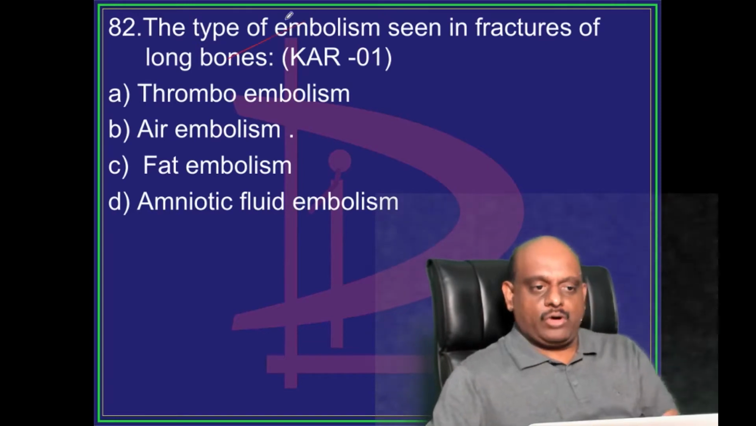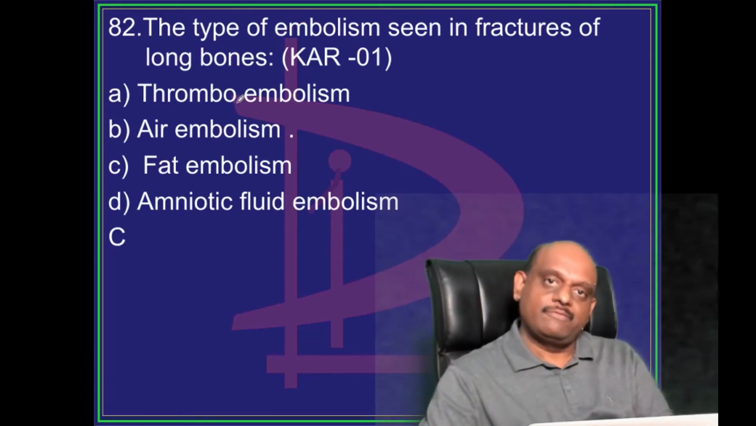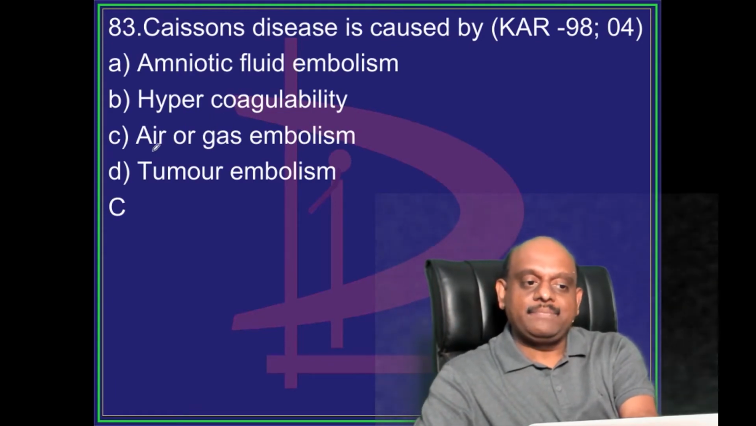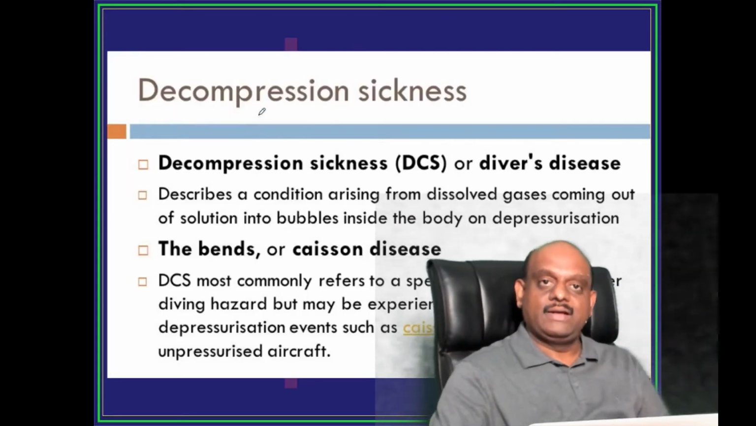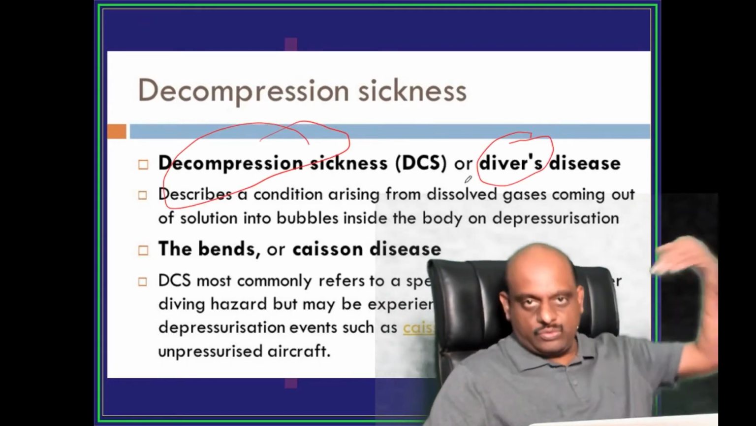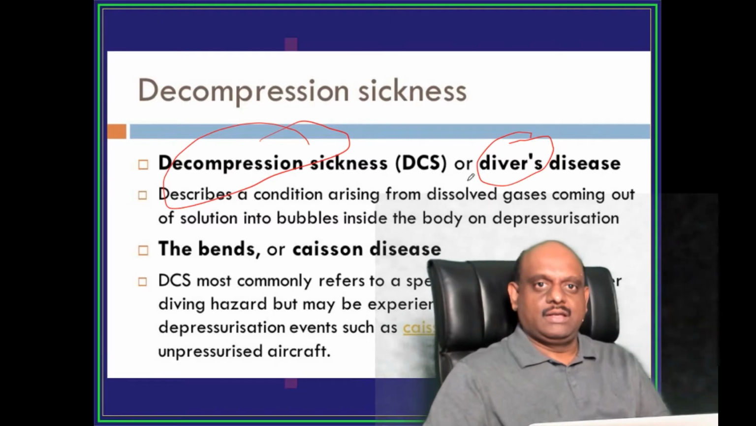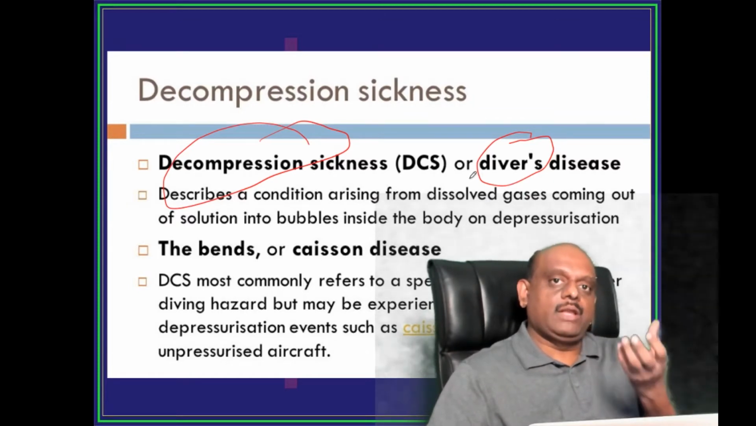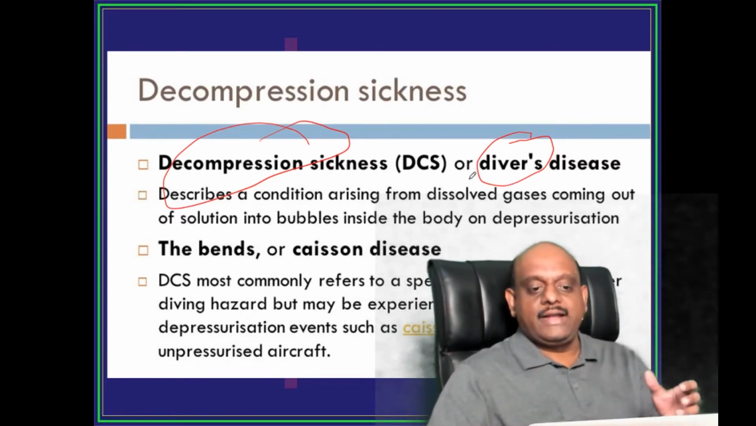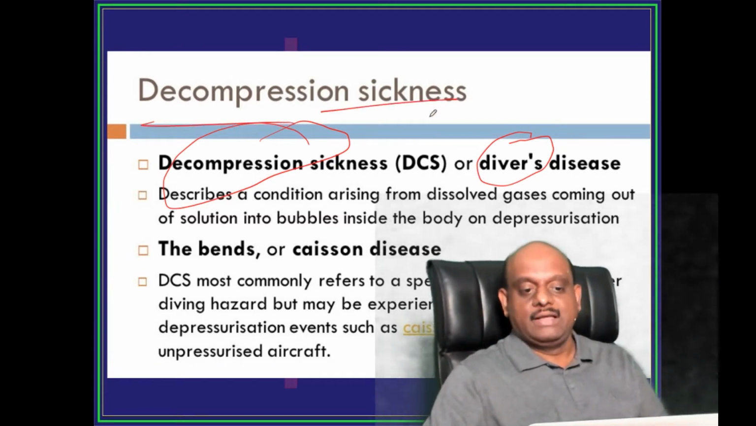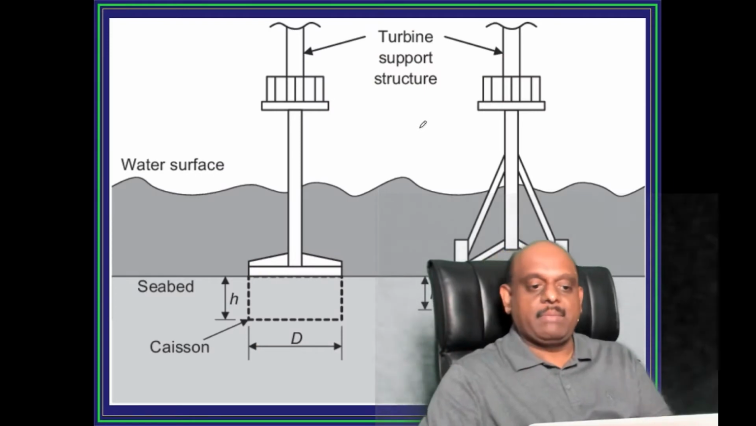What type of embolism do you see in fracture of long bones? Fat embolism. Caisson's disease is the air or gas embolism, decompression sickness or diver's disease. Whenever you dive deep, then the gases become insoluble and bubble out, and that leads to the development of severe hypoxia called decompression sickness, is what you need to remember.